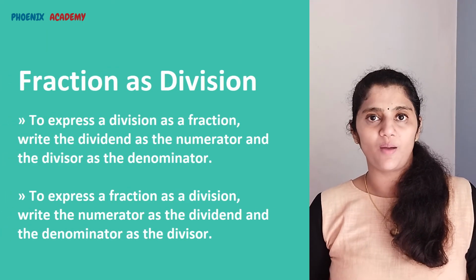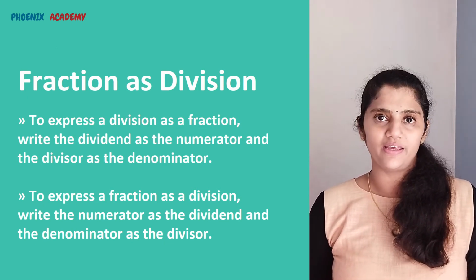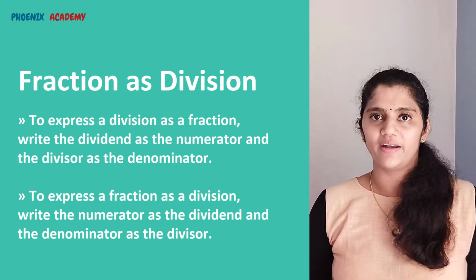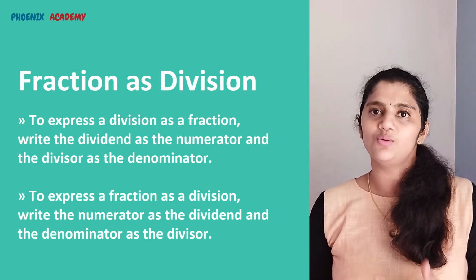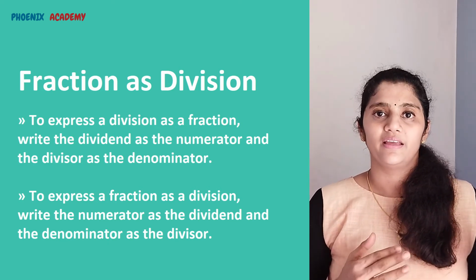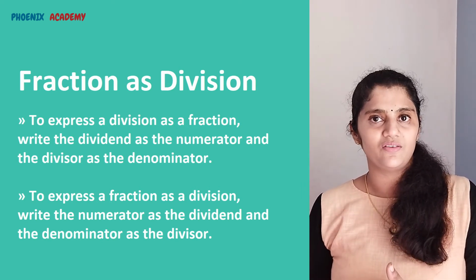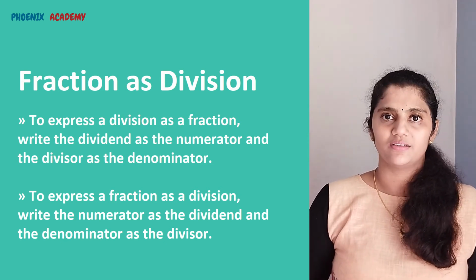If I have 1 apple in my hand and I need to distribute it to 2 kids equally, how will I distribute it to 2 kids? 1 divided by 2. So each of them will get half apple, 1 by 2 apple. Here we can see that a fraction can be expressed as a division and division can be expressed as a fraction.